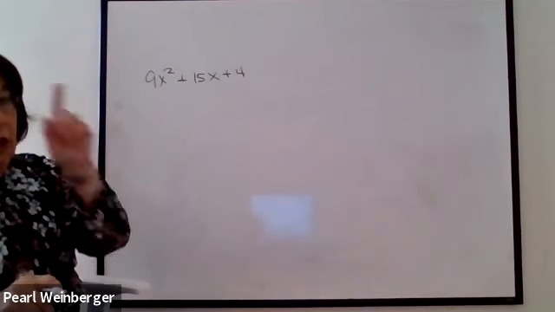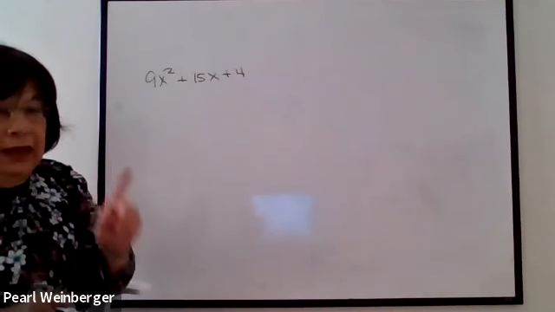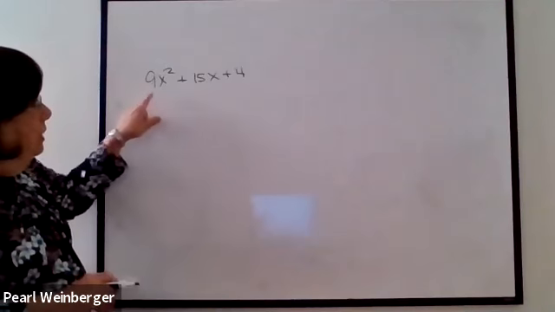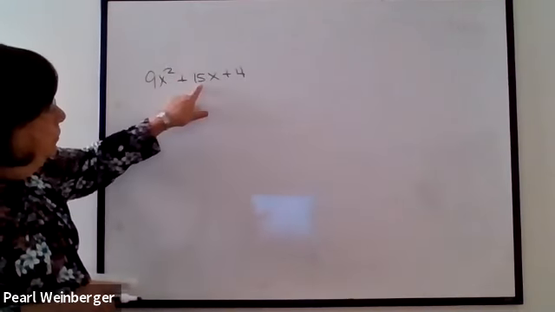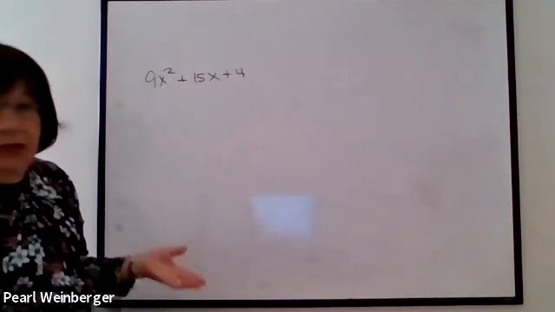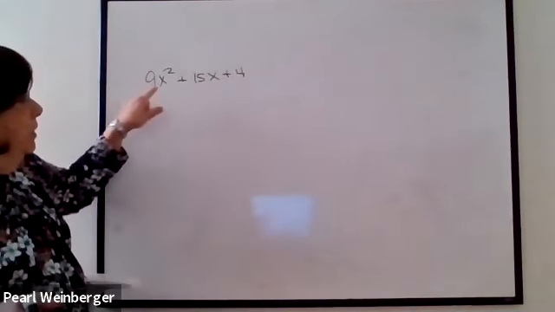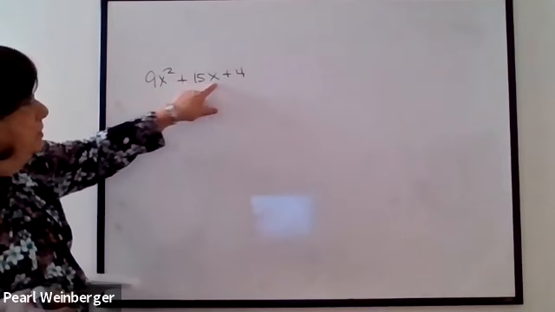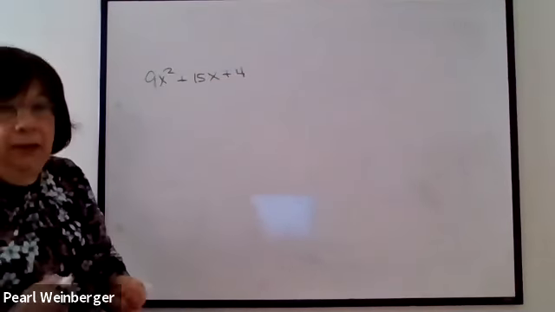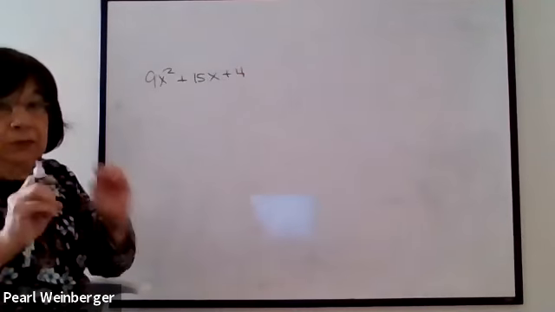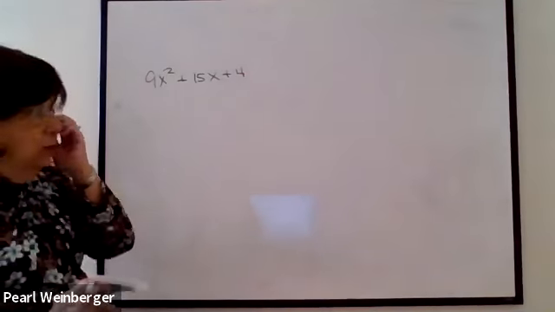Step 1, look for a common factor. Is there any number that goes into all three of these, 9, 15, and 4? I can't think of any. And if I look at the letters, this has an x squared and this has an x, but there's no x over here. No common factor. Again, that's always my first step.